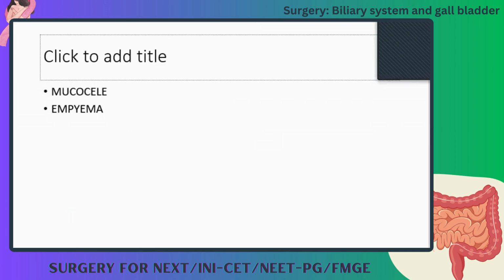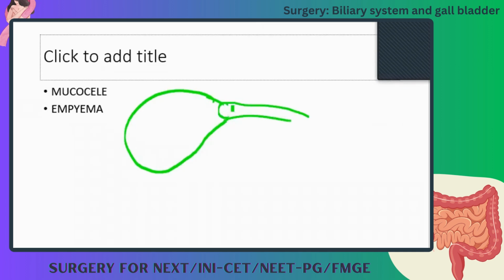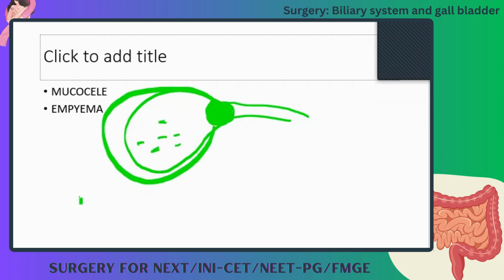The next is mucocele and empyema. What is mucocele? Suppose this is the gallbladder. If a stone is blocking here in the cystic duct, what happens to the bile secretion? What happens to the gallbladder secretions? It gets entrapped inside the gallbladder. It keeps on accumulating and it distends. That is mucocele of the gallbladder.